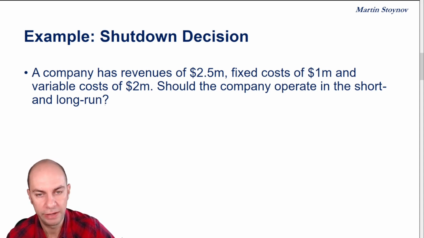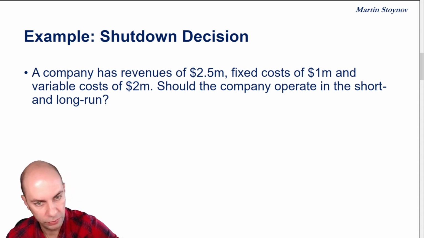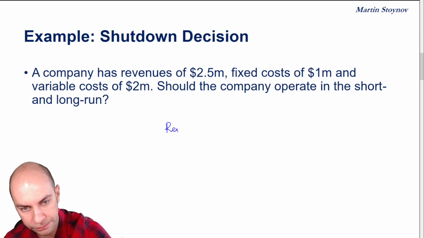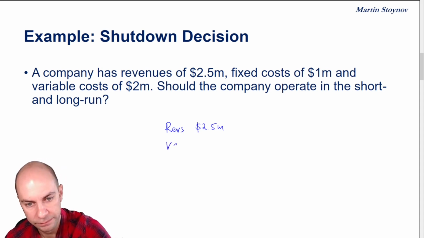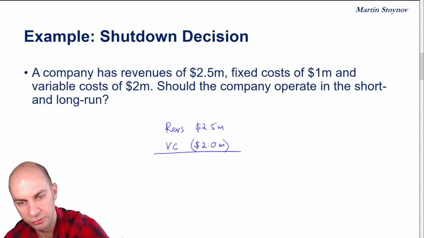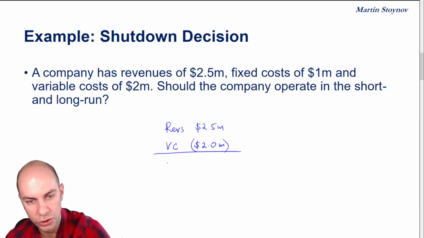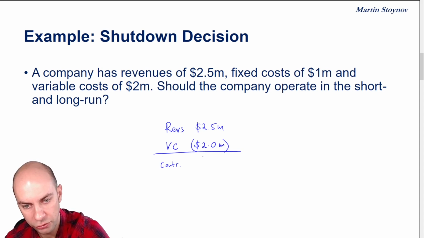Okay, let's have a look at a shutdown example. A company has revenues of 2.5 million, fixed costs of 1 million, and variable costs of 2 million. Should the company operate in the short and long run? Okay, so my revenues are 2.5 million. My variable costs are 2 million, and I'm subtracting my variable costs from my revenues to obtain my contribution, okay? And my contribution here is 0.5 million.